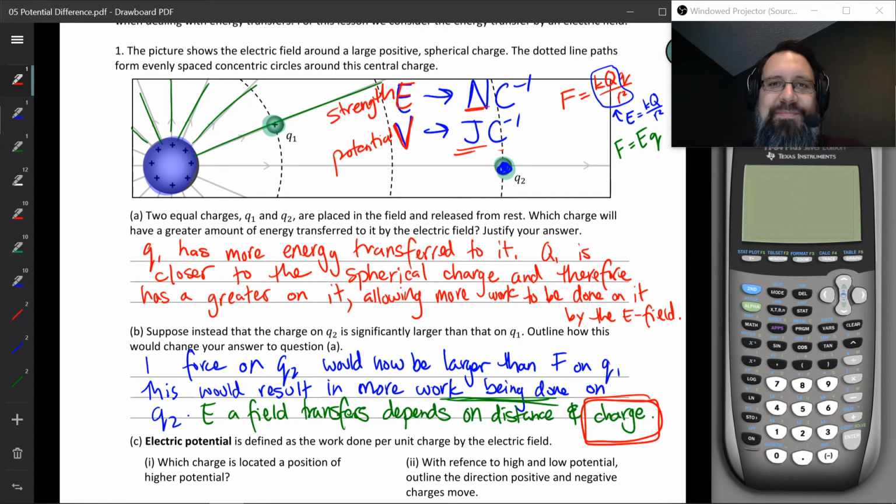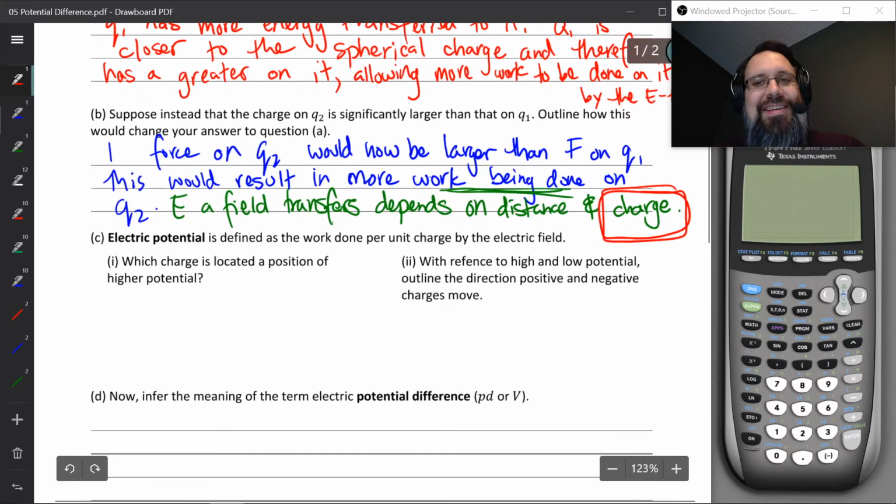How are we feeling? Okay. Yes. I guess after having explained that, this is the first time in my life that I've actually understood what field strength and field potential mean. So thanks for making me re-explain it.